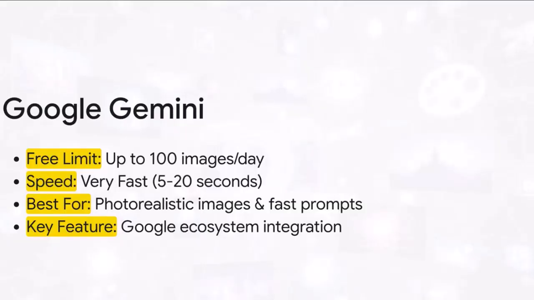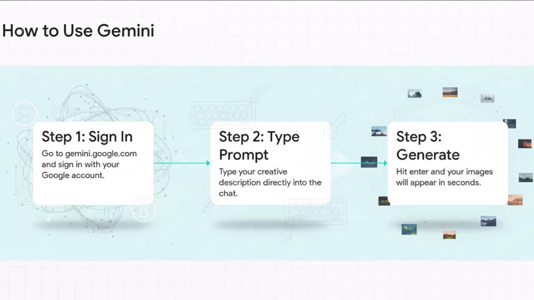Now, the first thing that should jump out at you here is that free limit, up to 100 images a day. That's huge. It's also super fast, great for making things look like real photos, and if you use Google for anything else, it just fits right in. And getting started is, well, it's about as easy as it gets. You just go to the website, type what you want in the chat box, and hit enter. Boom, images. It really doesn't get simpler than that.